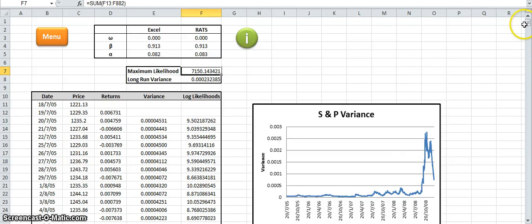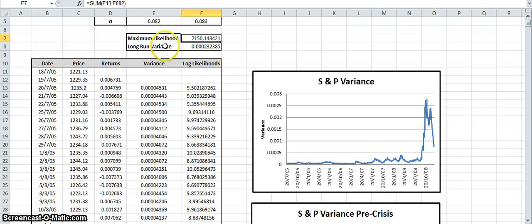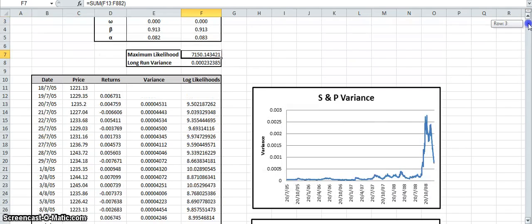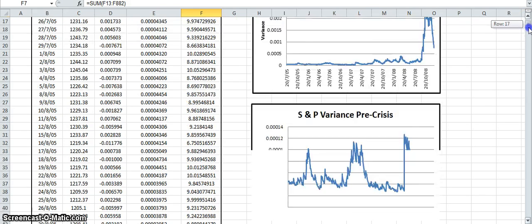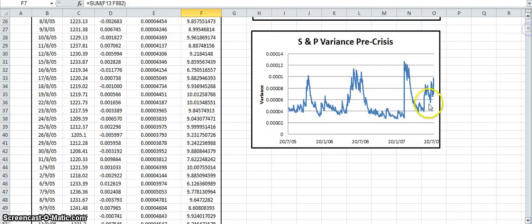You can see from the graphs here, when you get the values for omega, alpha, beta, the variances change, so it allows you to get the graphs here. We have a graph for the S&P variance throughout the whole period, but as you can see with the financial crisis, there was a huge spike just at the end of 2008, which disrupted the graph. So I decided to draw a graph before that period, so as to give a better representation of the real variance over that period.